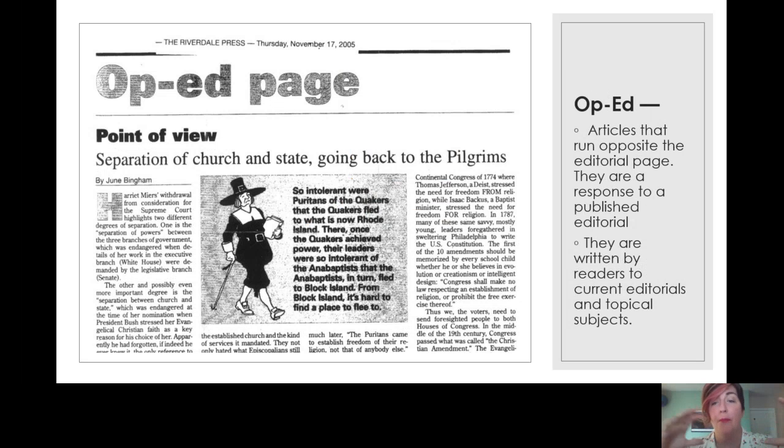Then you have something called op-ed. So that is opposite of editorials. So articles that run opposite the editorial page, they're in response to a published editorial. So it could be one from the day before or even a week before. It just depends on when the newspaper publishes it. And they're written by readers. So they're written by the everyday person in response to a current editorial and a topical subject.